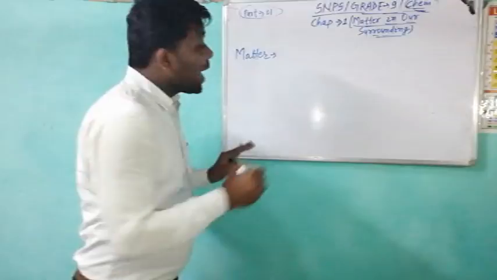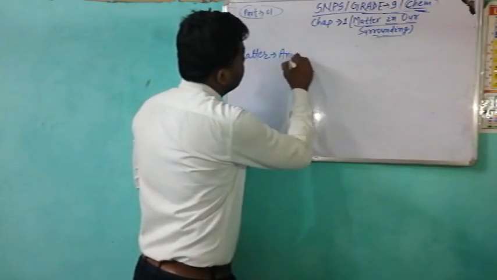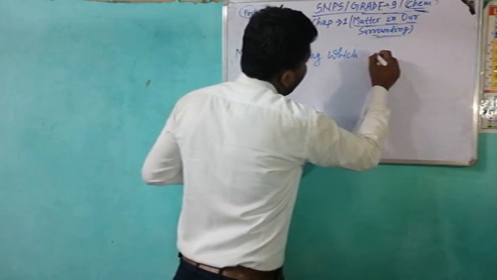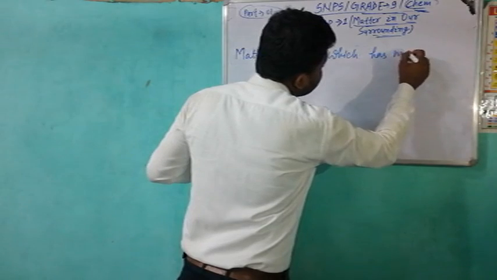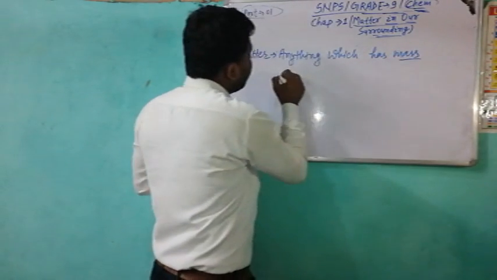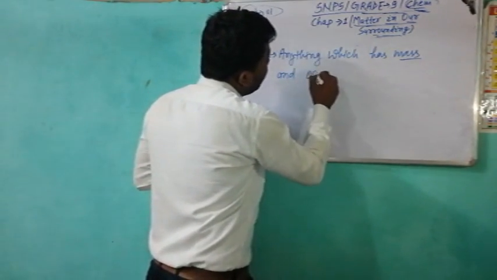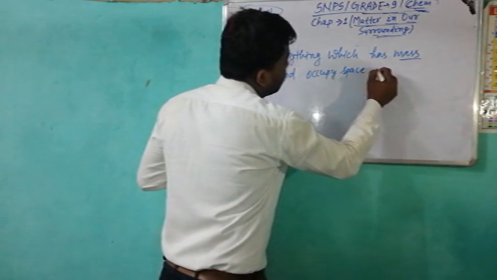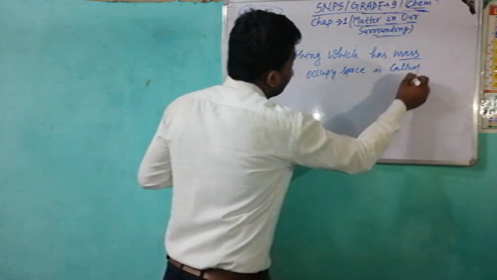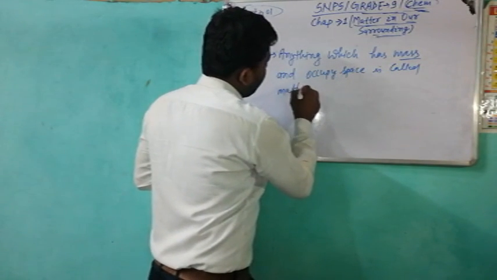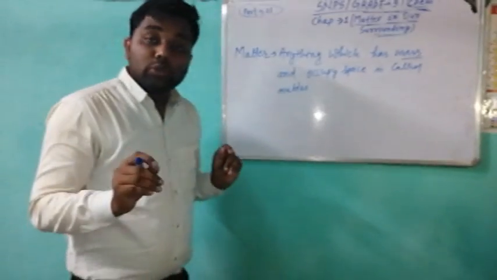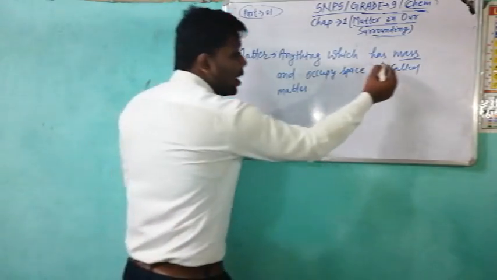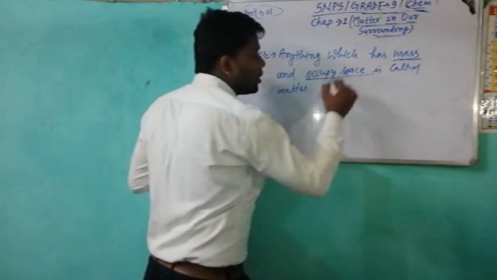What is matter? Anything which has mass and occupies space is called matter. Here, two points are very important: mass and occupying space.